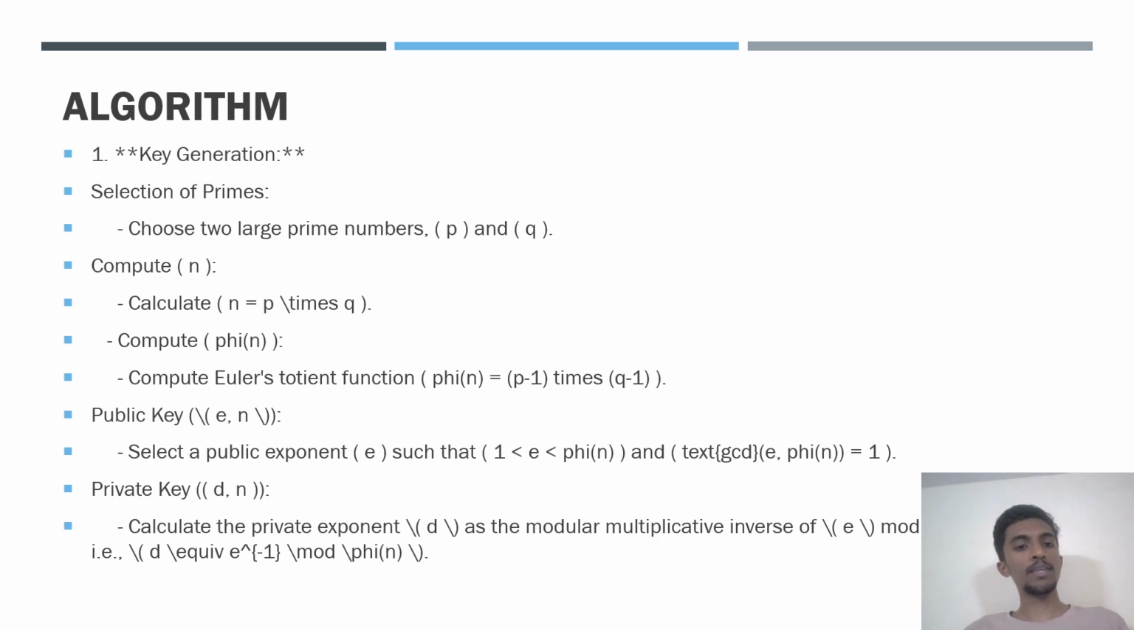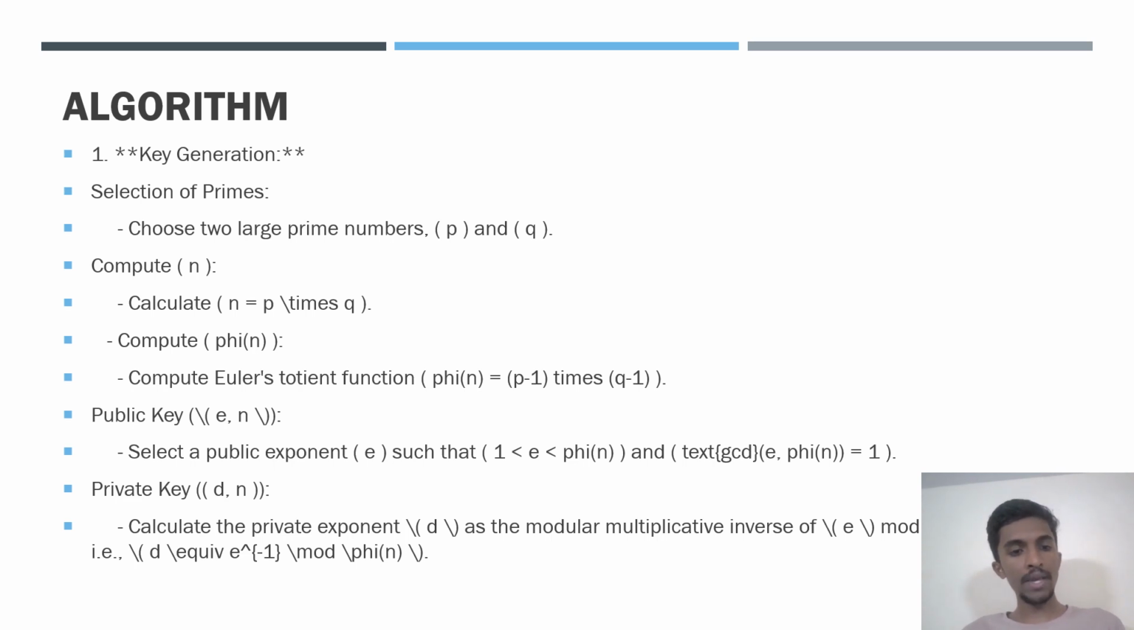Now let's see the algorithm. In the first slide I told about key generation. First we need to select primes: choose two large prime numbers p and q. Now we need to compute n, where n equals p times q. This is the formula. Now compute phi of n. After that, compute Euler's totient function, that is phi of n equals (p minus 1) times (q minus 1).